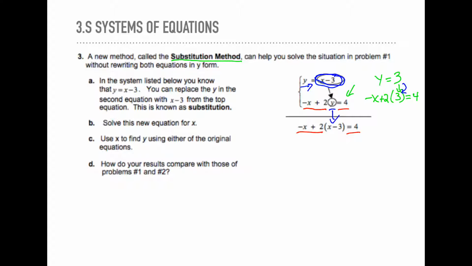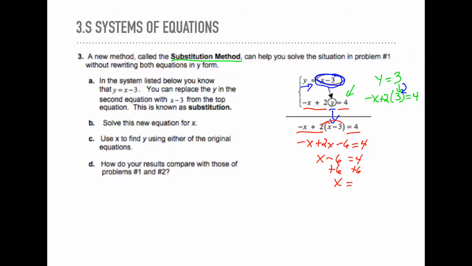So our first step here would be to distribute that 2. So again, negative x plus 2x minus 6, because 2 times negative 3 would be a minus 6, equals 4. Then I can combine like terms. I see a negative x and a 2x. So I'm going to get x minus 6 equals 4. And my last step would be to add 6 to both sides.